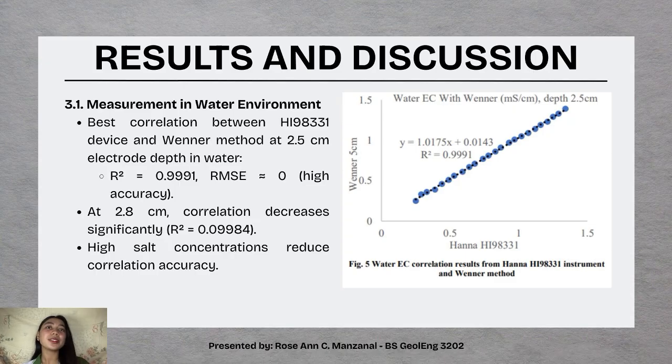However, when the electrode depth was increased to 2.8 cm, the correlation dropped drastically to R² = 0.09984. This decrease also came with increased salt content, which likely affected measurement accuracy. These results highlight the importance of optimal electrode depth in water EC assessments.